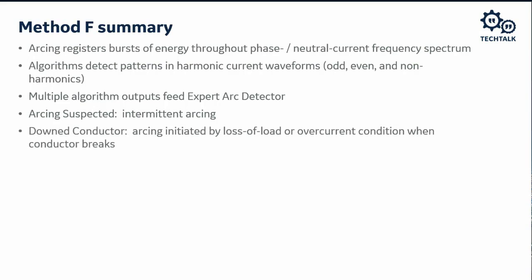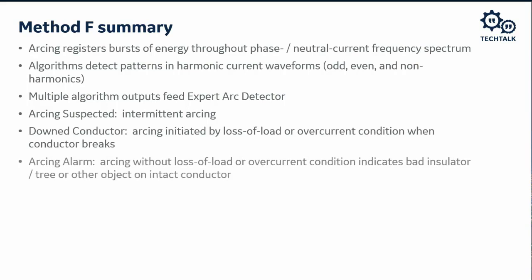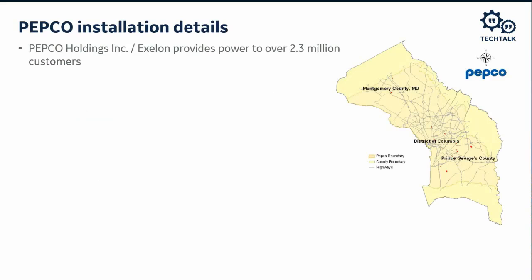A down conductor is declared only when a loss of load or an overcurrent condition precedes arcing detection. If there is only arcing and no loss of load or overcurrent condition preceding the arcing detection, an arcing alarm is issued. It's not a down conductor output. It's assumed that the line is intact with arcing present. This might be a bad insulator or a tree rubbing an intact conductor. If the detected arcing is persistent, an output contact closes.